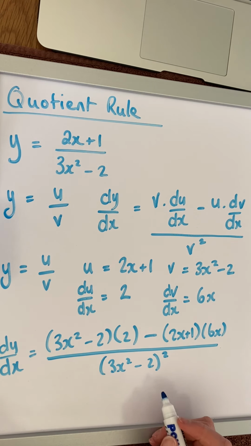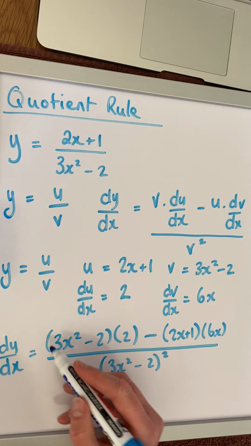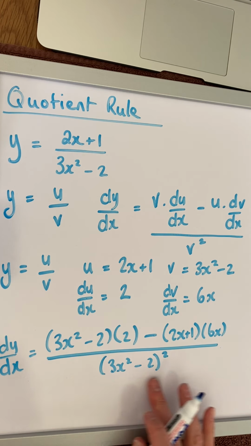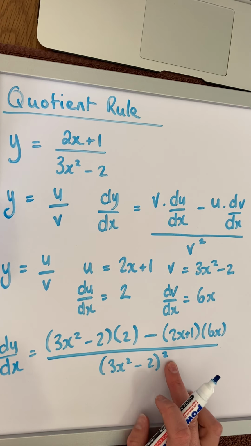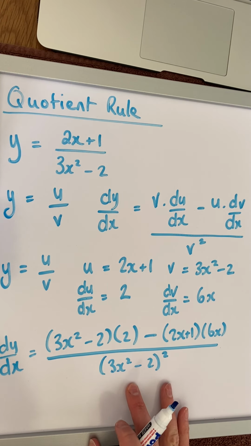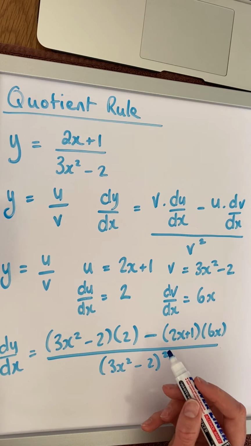Now with the quotient rule, the only part of the quotient rule that we have to tidy up and simplify is the top line. We can leave the bottom line as 3x squared minus 2 in the bracket to be squared. We don't actually have to multiply that out and simplify. We do have to tidy up the top, however.